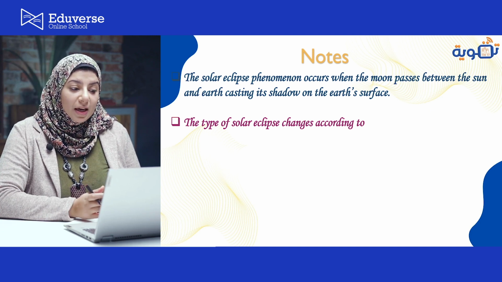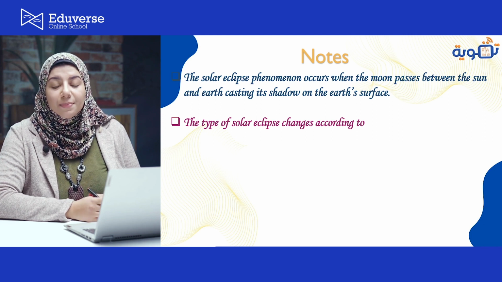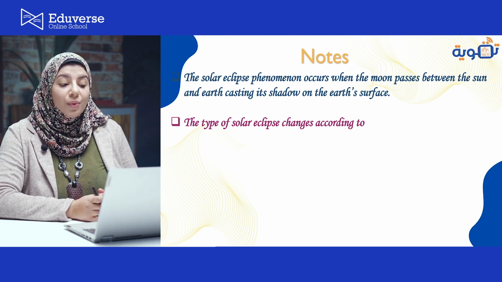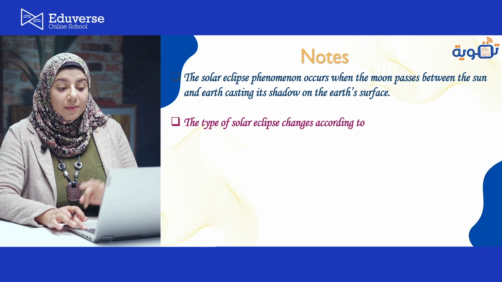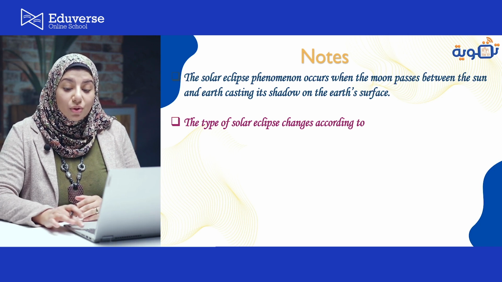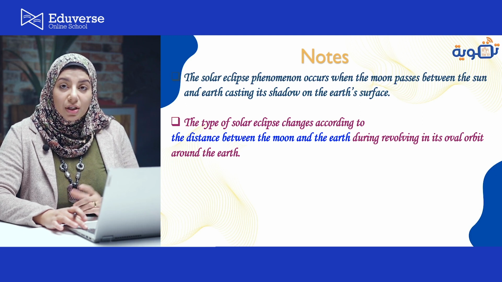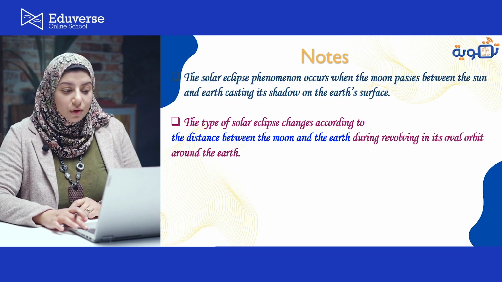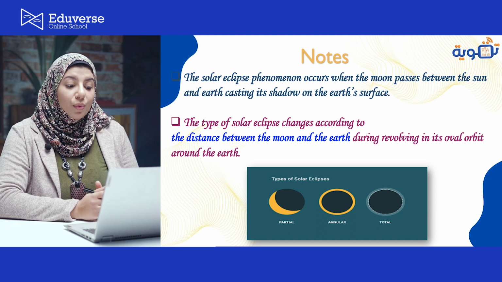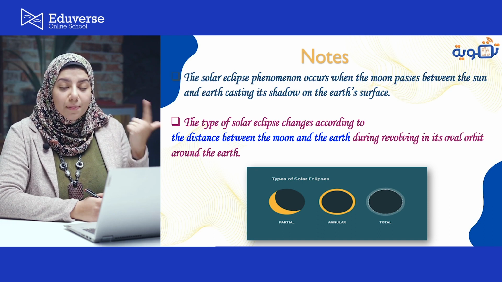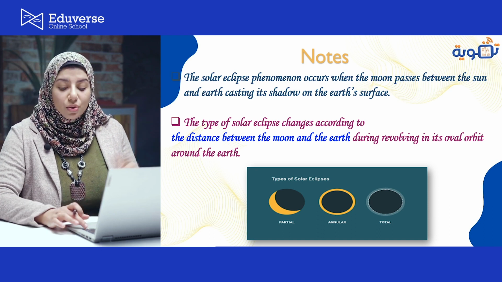So could we have different types of solar eclipse? Actually, yes. We have 3 types of solar eclipse. It changes according to the distance between the moon and Earth's surface during revolving in its oval orbit around the Earth. We have total solar eclipse, partial solar eclipse, and annular solar eclipse.